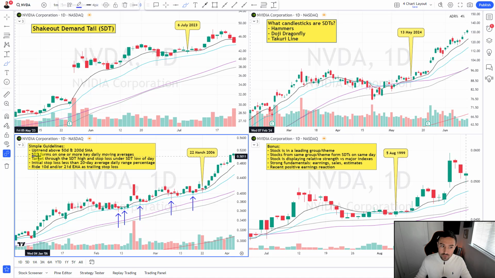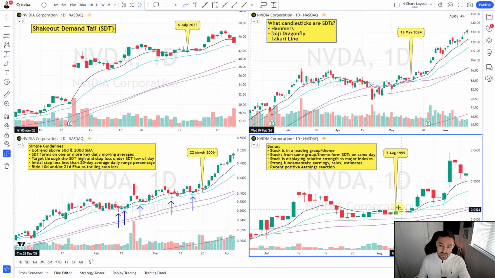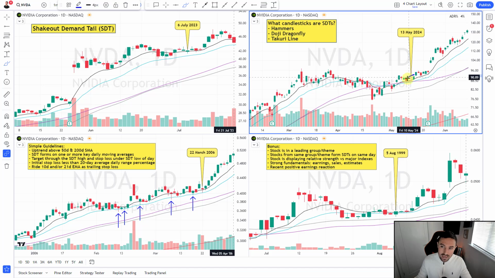The shakeout demand tail, so SDT, forms on 1 or more key daily moving averages. Now, most commonly, that is going to be either the 10-day EMA, which is the black line on my chart there, the 21-day EMA, which is going to be the blue line on my chart, that electric blue line, or the 50-day simple period moving average, which this one here comes very close to a clustering of the 10, the 21, and the 50. So it's quite common to see a shakeout demand tail forming around 1 or more key daily moving averages. And again, those key ones are going to be the 10-day EMA, the 21-day EMA, and potentially the 50-day simple period moving average.